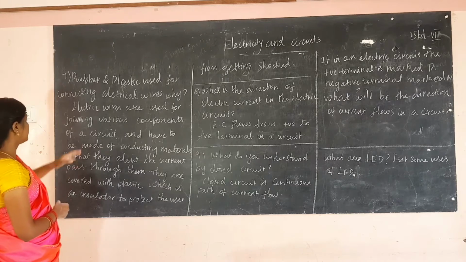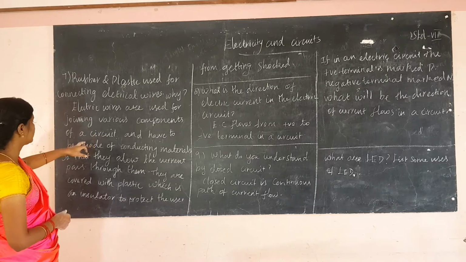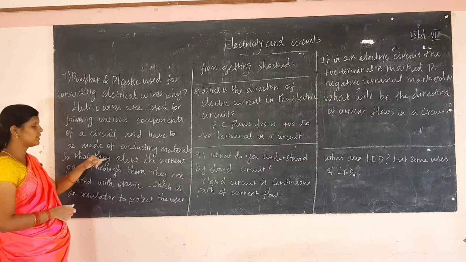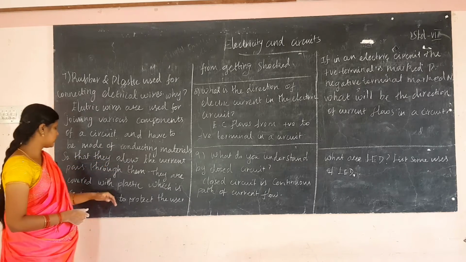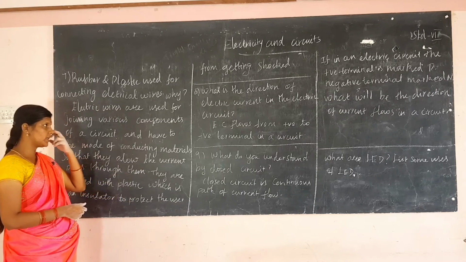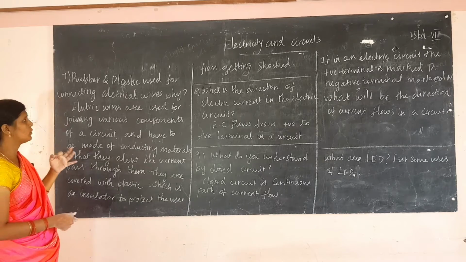Okay, question: why are rubber and plastic used for connecting electric wires? Electric wires are used for joining various components of a circuit and have to be made of conductive material so that they allow the current to pass through them. They are covered with plastic, which acts as an insulator to protect the user from getting shocked. Okay, rubber and plastic used for connecting electric wires. Why?